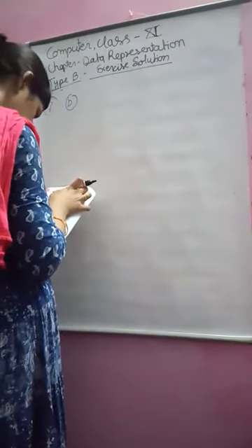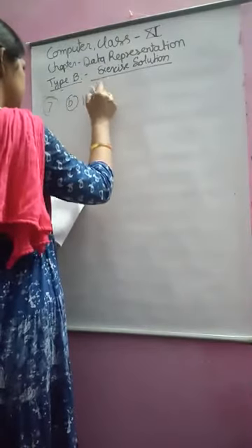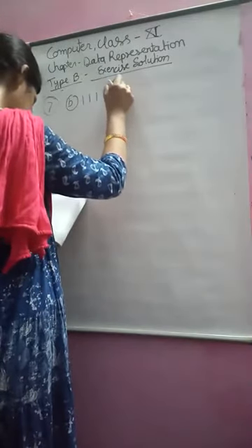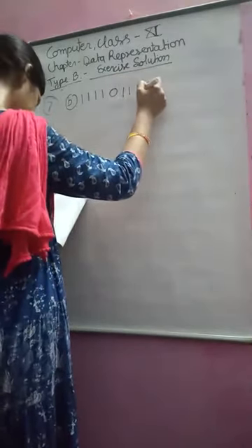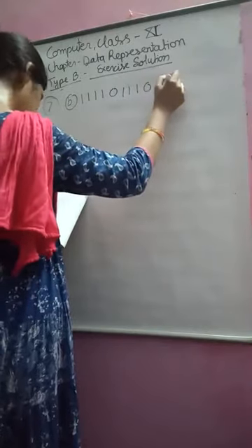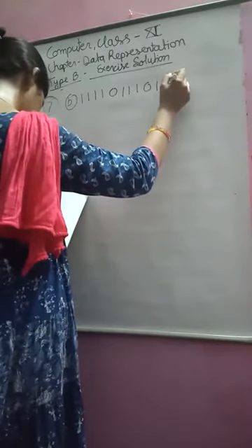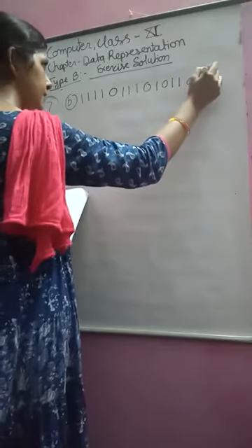1 2 3 4 4 1, 1 2 3 4 4 1, then 0, then 3 1, then 0 1 0 double 1 0 double 1.